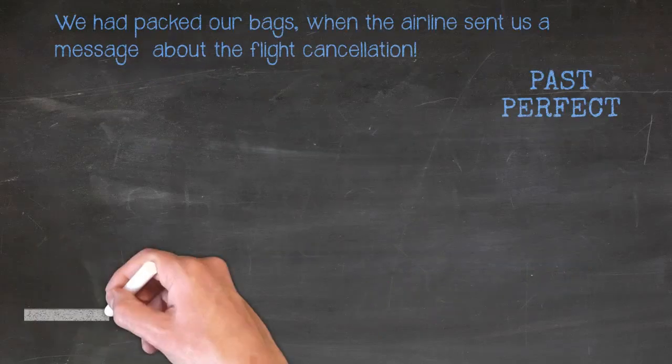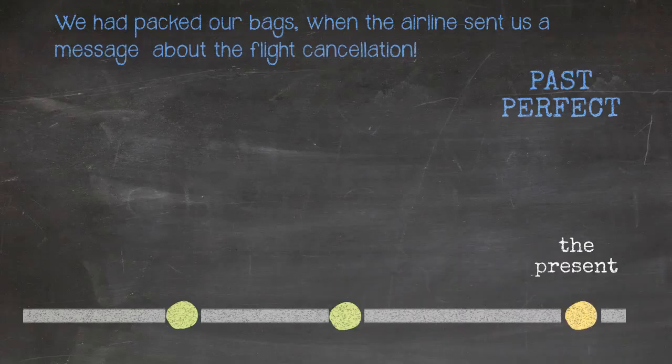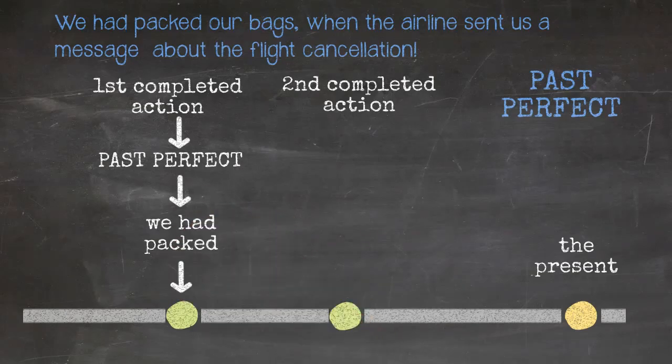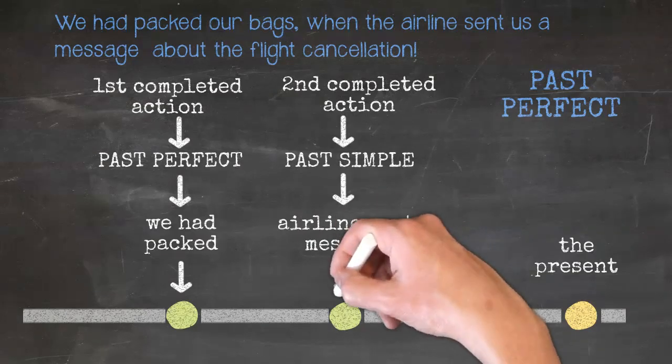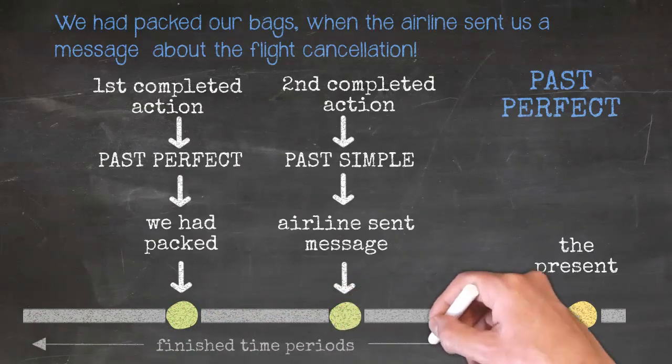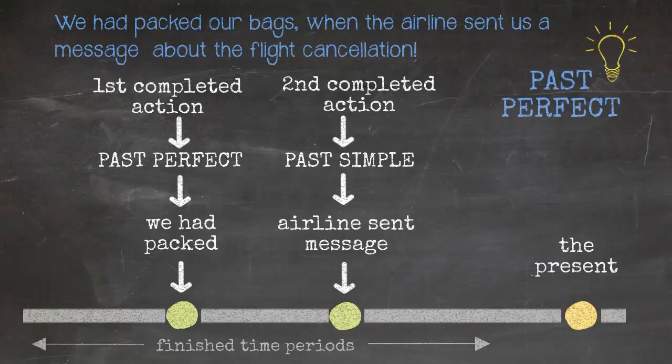Let's put this sentence on the timeline. The first completed action is in past perfect. That is, we had packed. The activity that was completed after the first activity is in past simple. That is, the airline sent the message. Both these activities are completed activities in finished time periods.